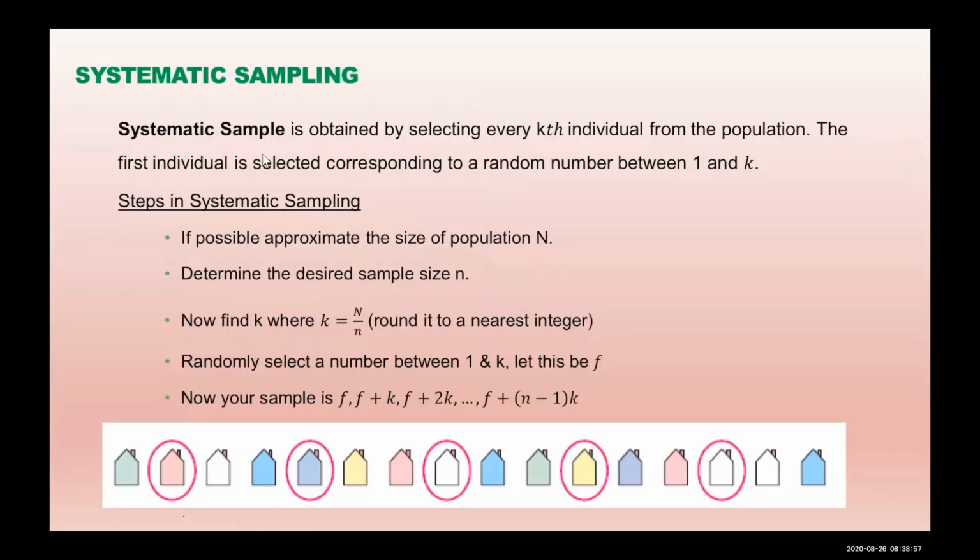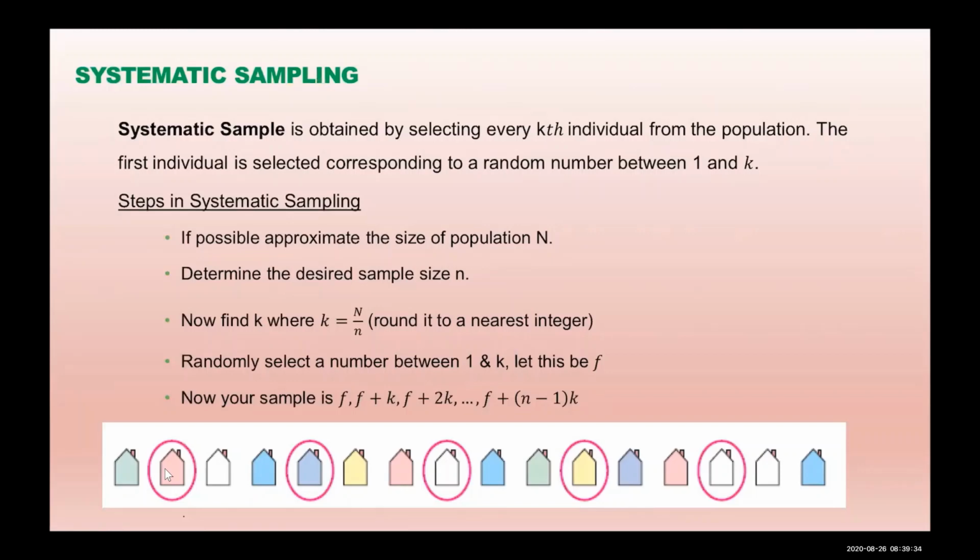Systematic sampling. Systematic sampling is obtained by selecting every kth individual from the population. So this is the key here: every kth element. For example, here I have the houses. You can see there are a lot of houses here. You pick the first house randomly, any house from this line. So the first is your own choice. So for example, I select this one. Then after that, you can select every third house, or every fourth house, or every fifth house, or every seventh house and so on.